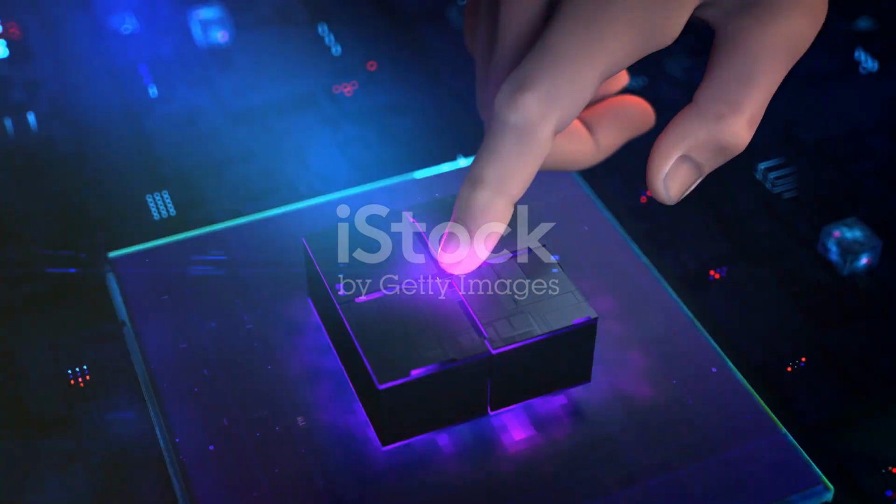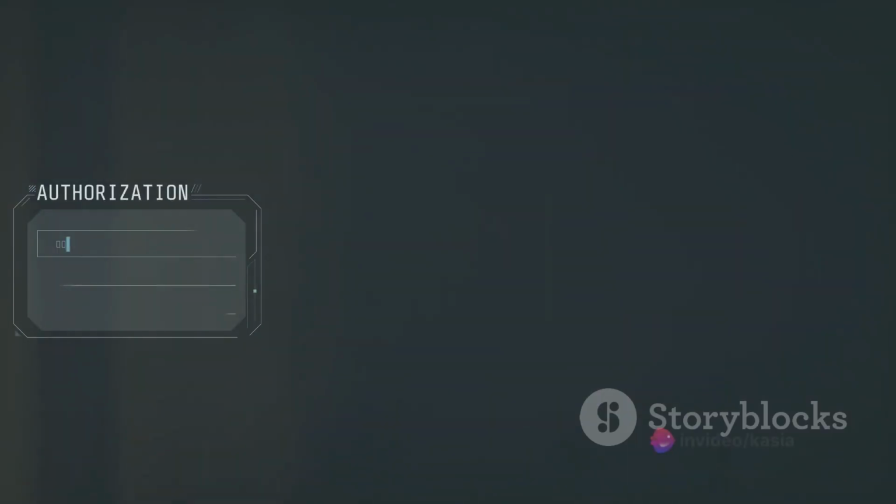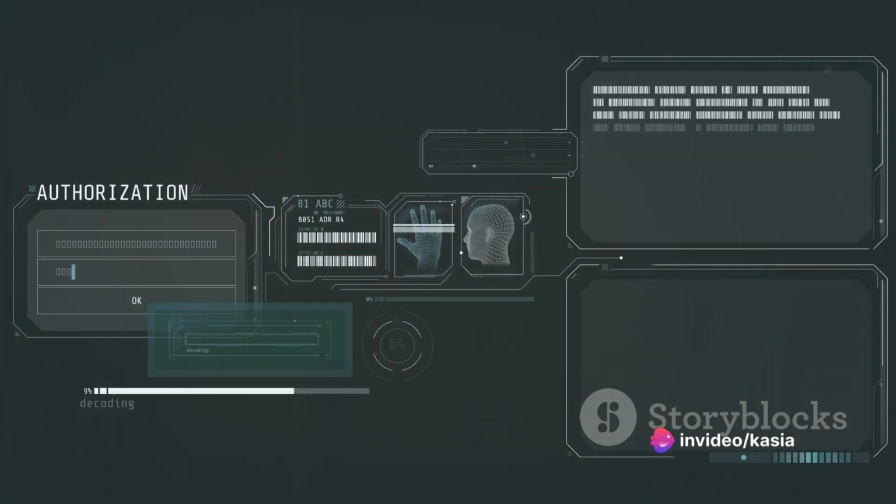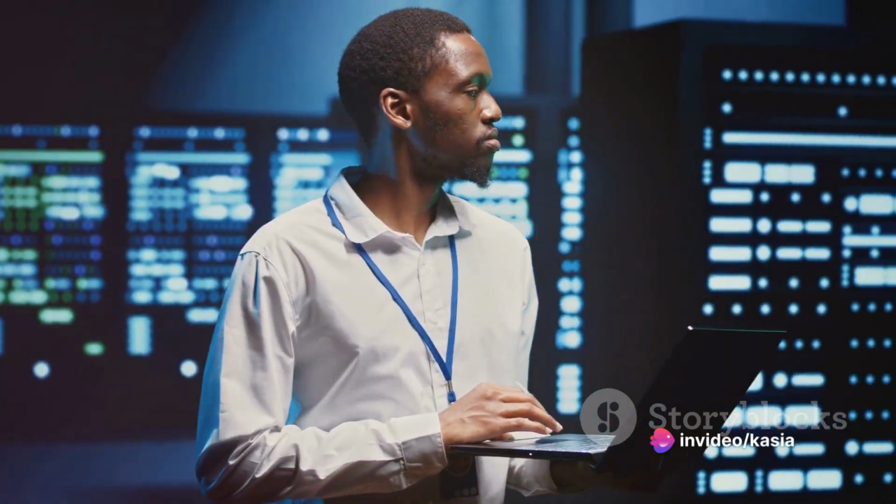Think of it as a system of digital job titles. Each title has a set of permissions attached to it. For instance, a manager role might have access to more sensitive data than a clerk role. This method is simple and straightforward, and it's widely used in businesses of all sizes.